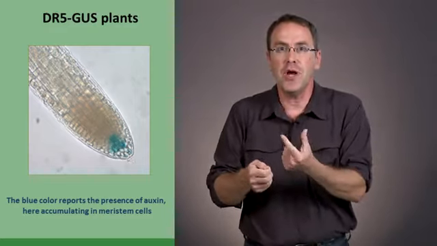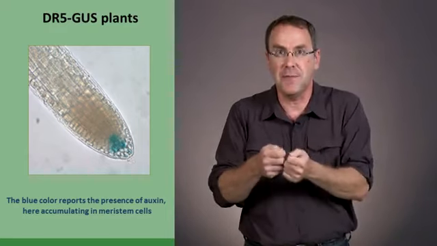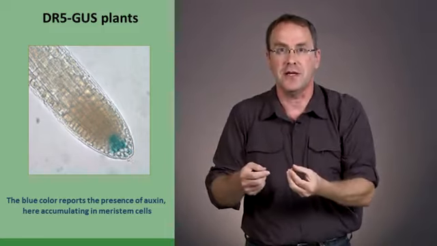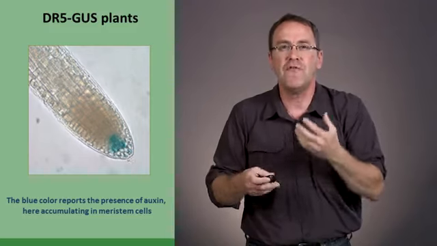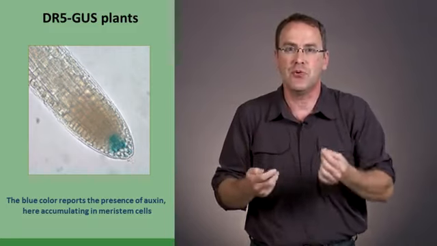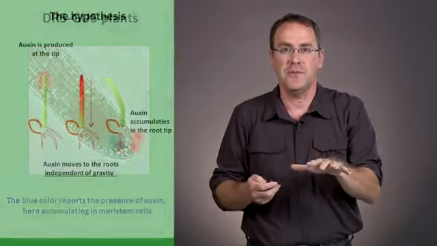And we can see that the blue color accumulates in the meristem, in the dividing cells at the tip of the root, where all of the auxin that's coming from the tip accumulates. So once again, this is a transgenic plant, and we're visualizing where auxin is active through the use of this reporter gene. So this is the tool that we're going to use.